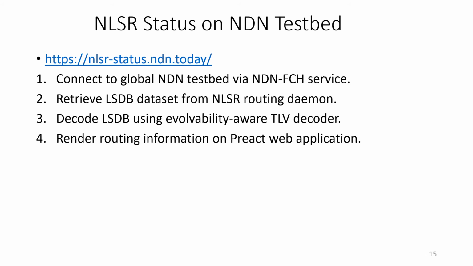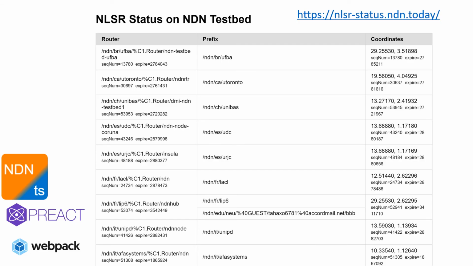It can decode the LSDB using NDNts Evolvability-Aware TLV Decoder. I will show a code demo later. And finally, it renders the routing information on a React web application. This is how it looks, but if you go to that website, you can see it live.